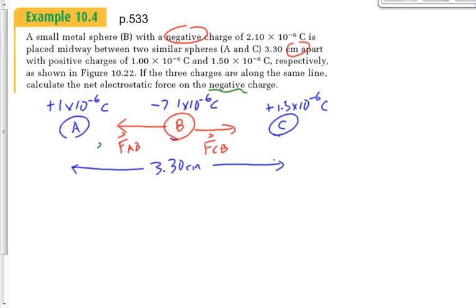Yeah, get those two forces. FAB is k QA QB over r squared. That's 7 point... What is that number there? 2.1, right?